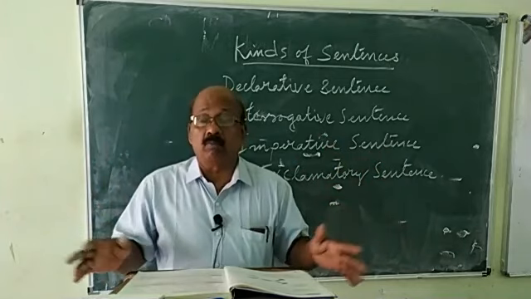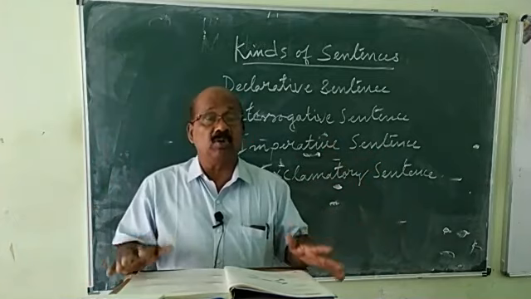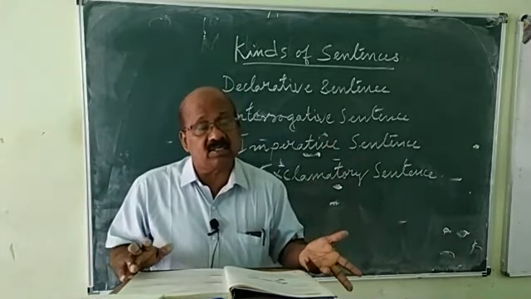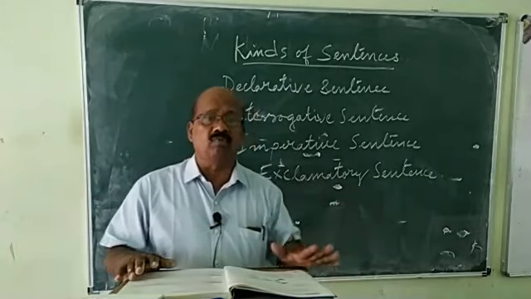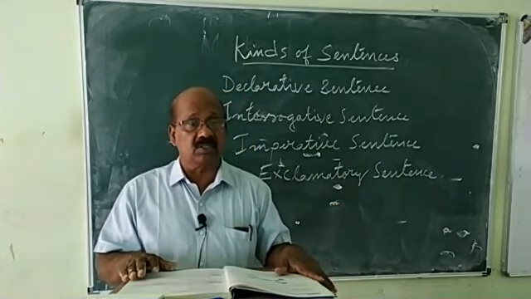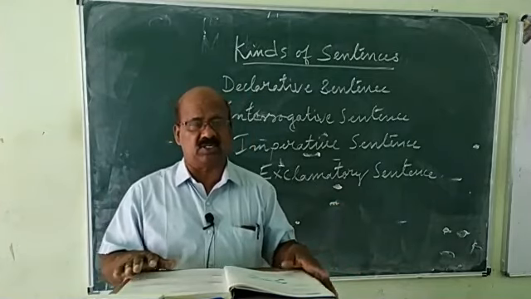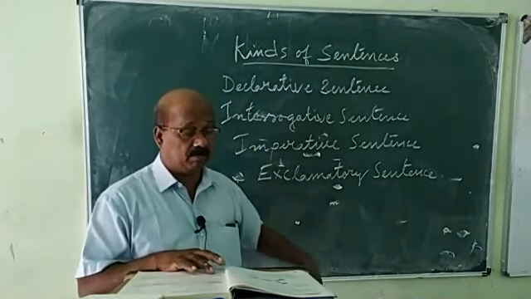When you see a very beautiful sight, you express with great joy, oh, what a wonderful sight, what a beautiful sight it is. So it expresses strong feelings of happiness, wonder, surprise, then deep sorrow, etc. Such a sentence is called exclamatory sentence. Okay.